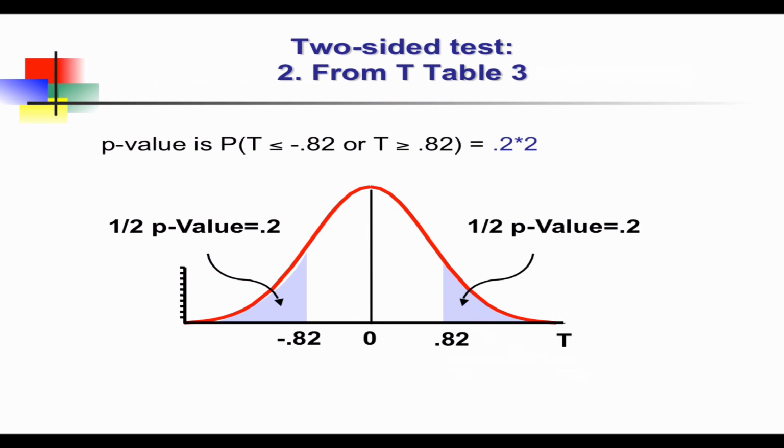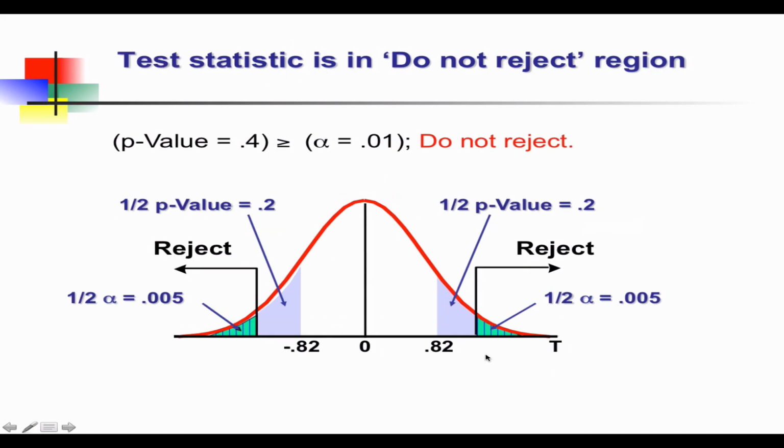So it essentially means that if this purple shaded area, which is your p-value, is bigger than this rejection region, that means your p-value is bigger than alpha.